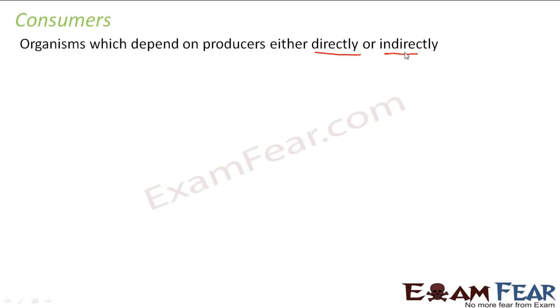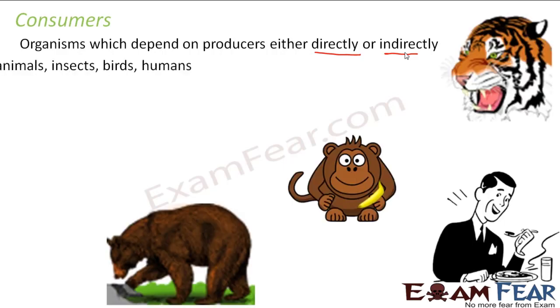So if there are no plants, then lions will also not get food, because if there are no plants, goats will not get food. So there will be no goats. If there are no goats, then lion will also not get food. So even though lion is not directly depending on plants for food, it is dependent on animals which eat plants. So we can say that lion is indirectly dependent on plants for its food. So these kinds of organisms which depend on plants for their food either directly or indirectly are called consumers.